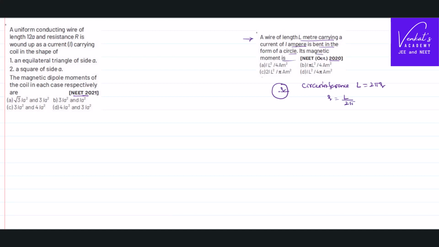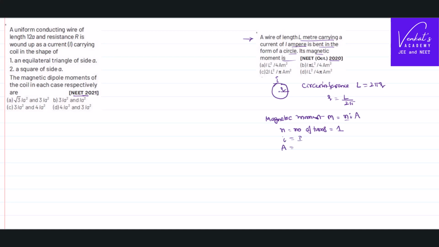Then its magnetic moment is, when a conductor is carrying a current I, it behaves like a magnet. It will have a north and south pole, like a physical north and south pole, and the magnetic moment of that current coil has been proved as NIA, where N is the number of turns. In our case, number of the turns is 1 because it is only a wire of length L being bent. Current I is I itself, as it is given in the problem, capital I.